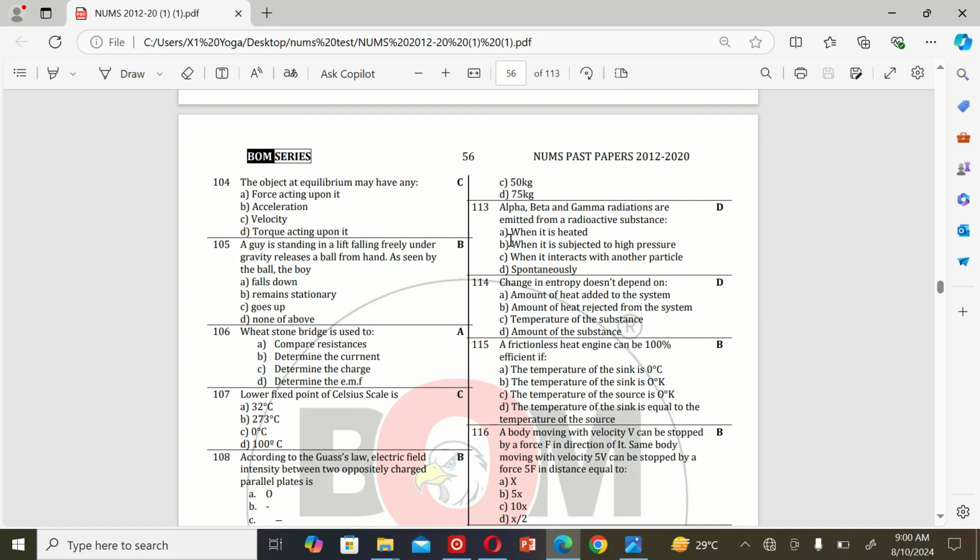The next MCQ is: alpha, beta and gamma radiation are emitted from radioactive substances: A, when it is heated; B, when it is subjected to high pressure; C, when it interacts with another particle; D, spontaneously. So the correct option is D.